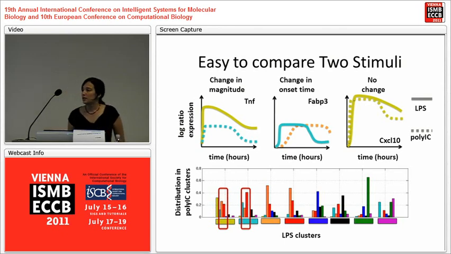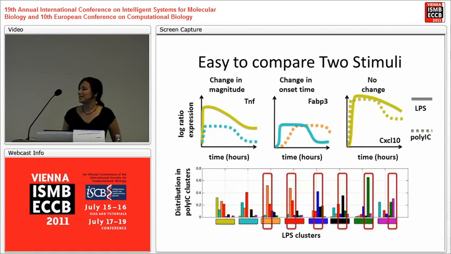And we also see that a lot of the yellow and light blue clusters in LPS, which are the fastest and the highest, switch to the later orange and red clusters in poly-IC. And also that a lot of the later genes have the same response in both LPS and poly-IC. So this is a good way to compare between stimuli in genes.